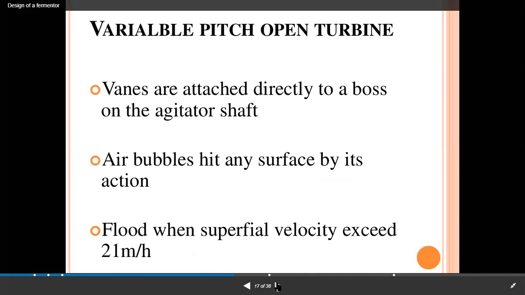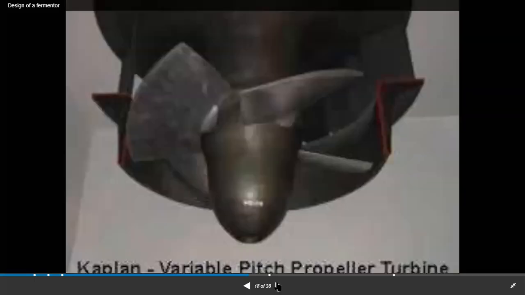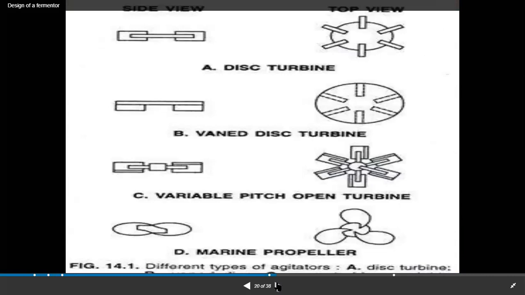Then variable pitch open turbines. Vanes are attached directly to a boss on the agitator shaft. Air bubbles hit any surface by its action. Flooding occurs when superficial velocity exceeds 21 meters per hour. These are different designs of turbines. Okay, see, all these are turbines.